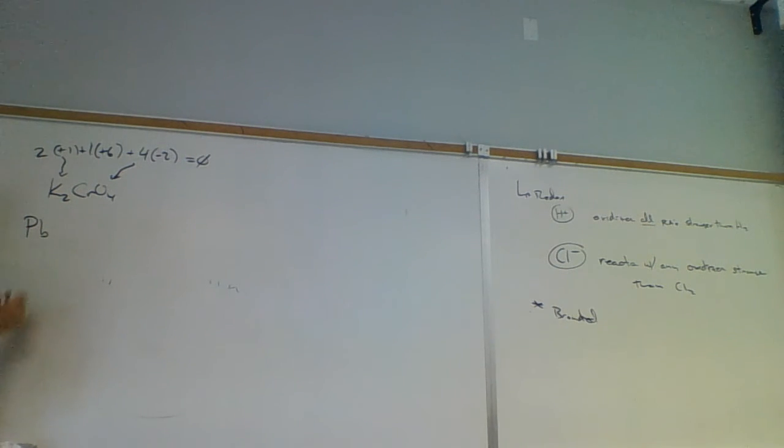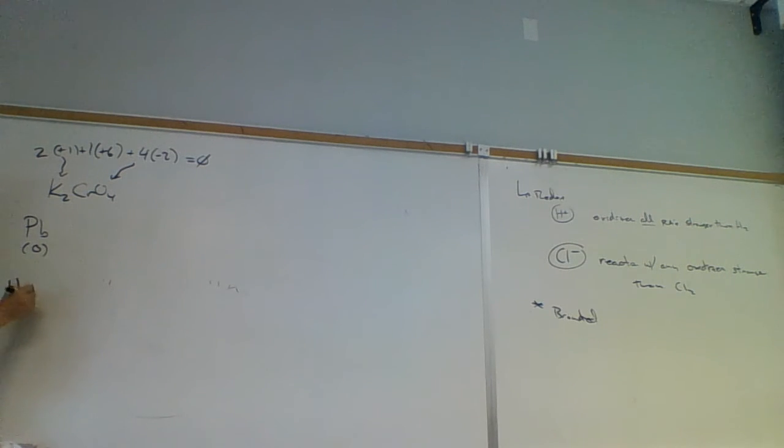Lead. What's the oxidation? Well, there's only one atom. It's neutral. Therefore, this has got to be 0. So lead. What are the typical charges of lead? 0, +2, and +4. Those are the charges for lead. C.